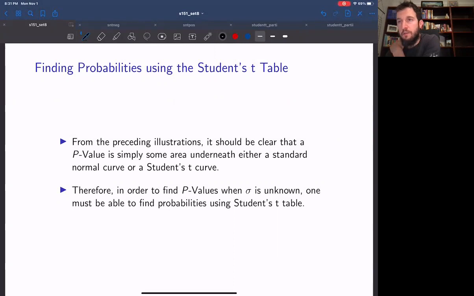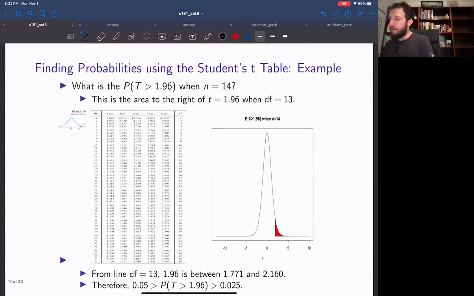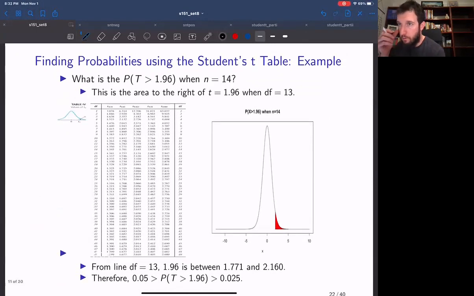Most often the p-value is a range. So it's built around a greater than or a less than symbol. So before we go through the hypothesis tests that show the student T examples, I want to go over finding area underneath the student's T curve. So here is an example of how this would work.